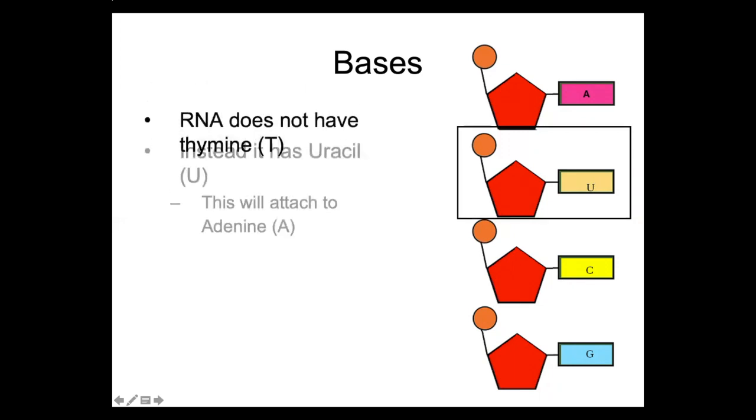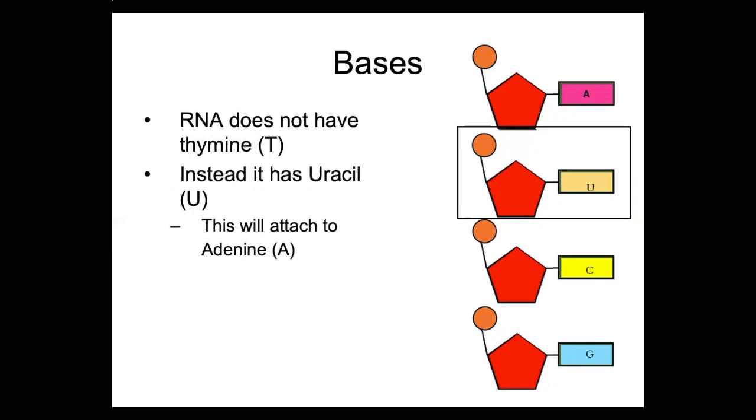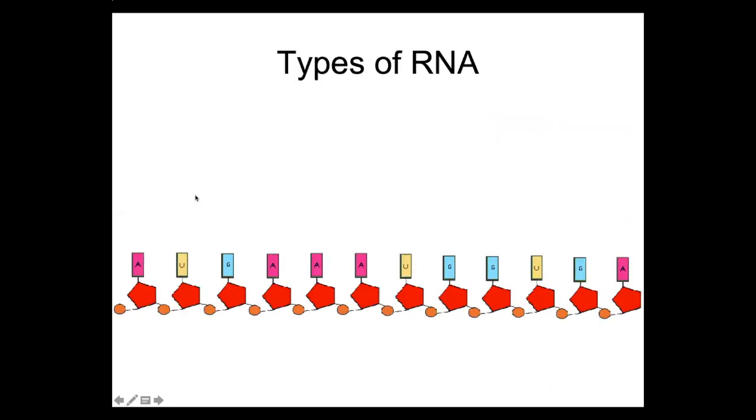So RNA does not have thymine. Instead, it has uracil. That's what the U stands for. Remember, A is adenine, the T was thymine, C is cytosine, G is guanine, and the U is uracil. They still pair up. And when they link together, the phosphate sugars, phosphate sugars, phosphate sugars, that is what we call a strand of RNA.